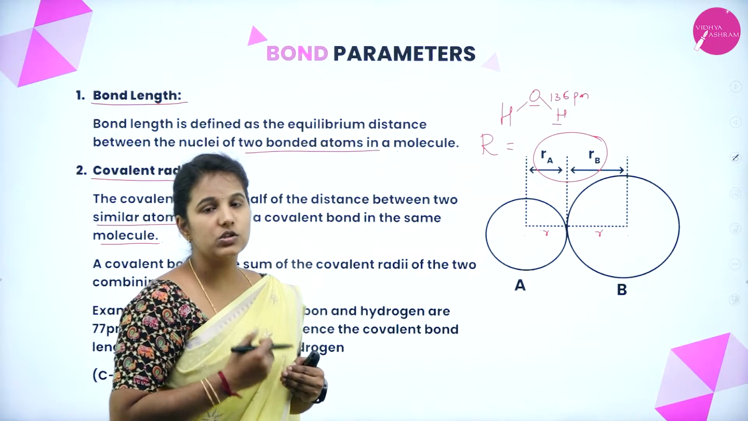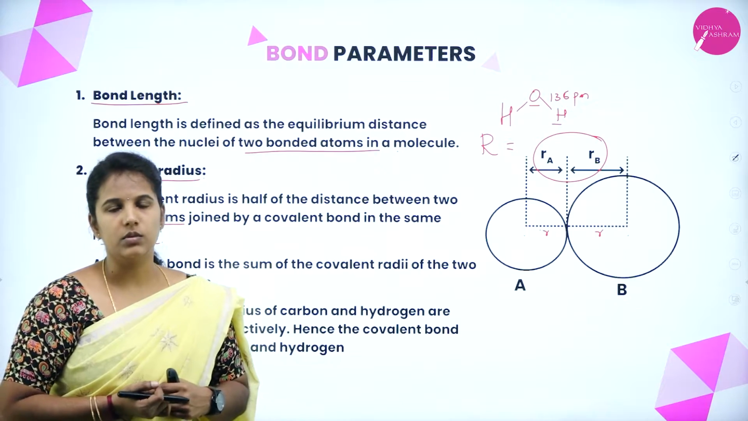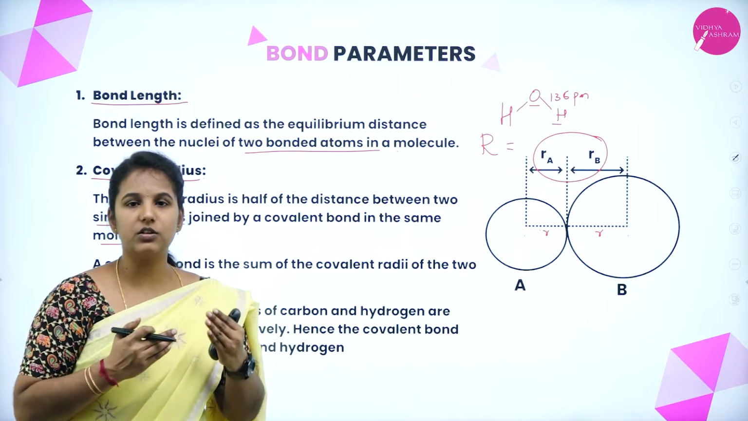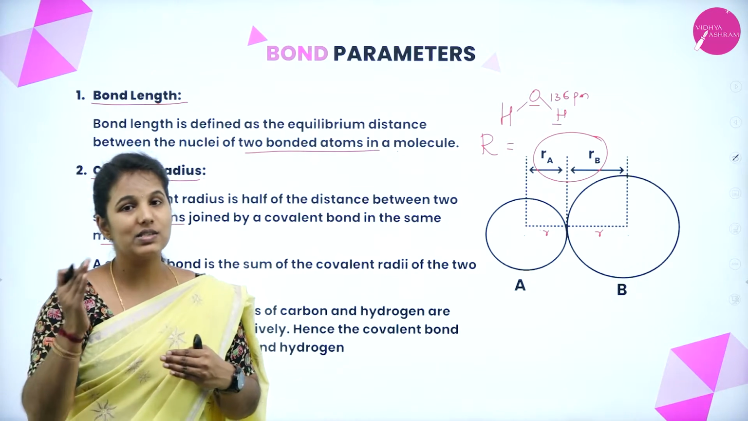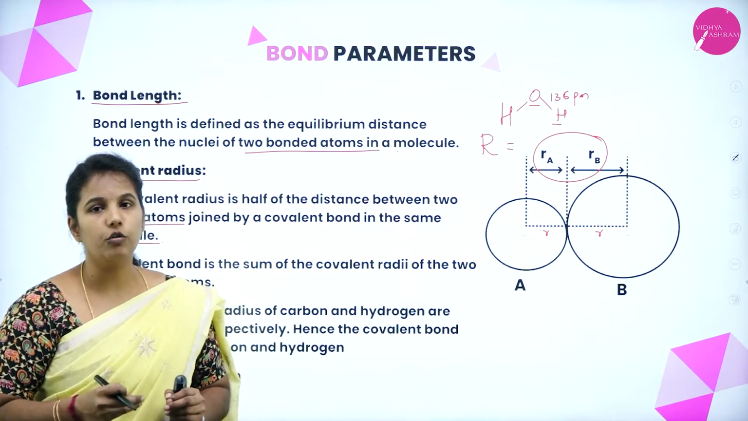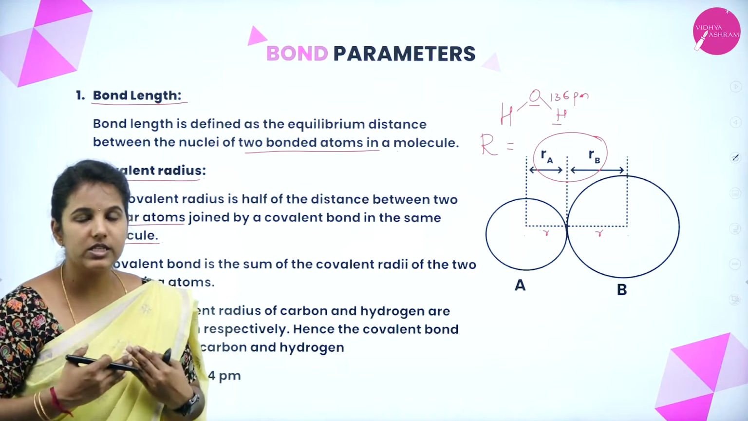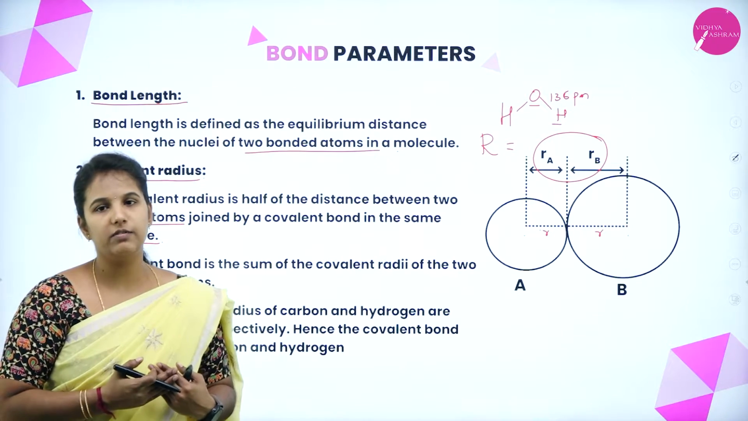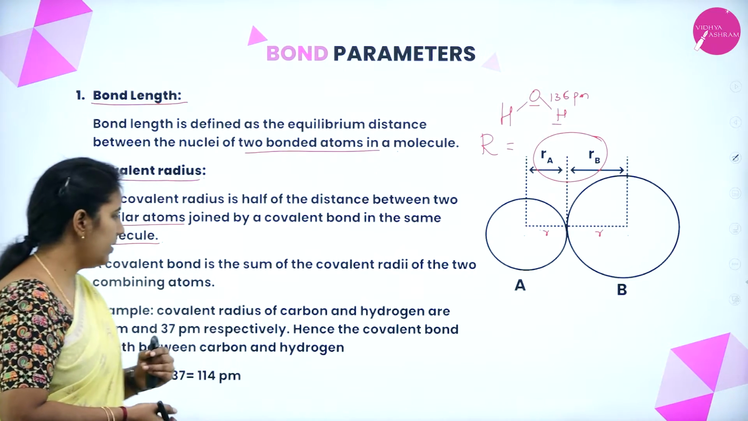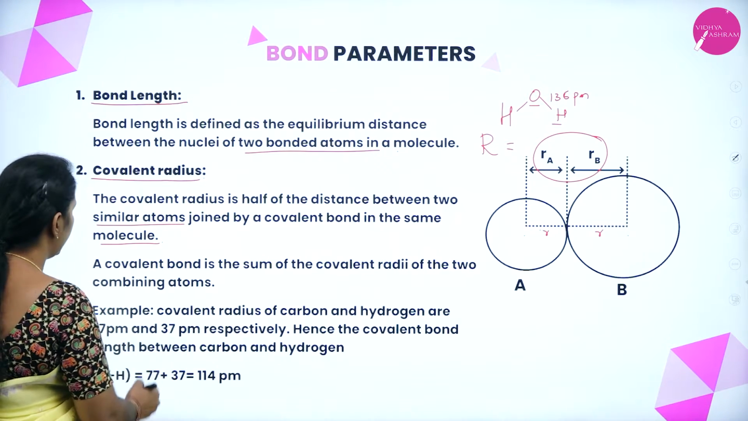Covalent radius is obtained by adding the distance from the center of the nucleus to the outermost shell of an atom. So if any two atoms are forming a covalent bond, the distance from the center of the nucleus to the outermost shell of one, and the distance from the center of the nucleus to the outermost shell of the other element, those distances together form the covalent bond length. You can understand this by drawing any two atoms, whose distance from the center of the atom to the outermost shell is considered, and it is named the covalent radius. Okay. So the covalent bond length is a sum of the two covalent radii of the two combining atoms.